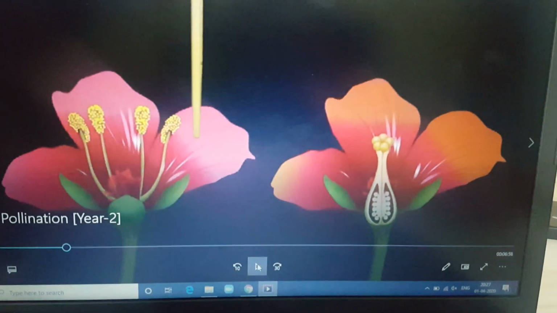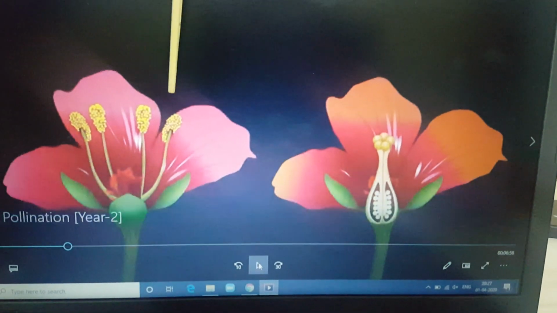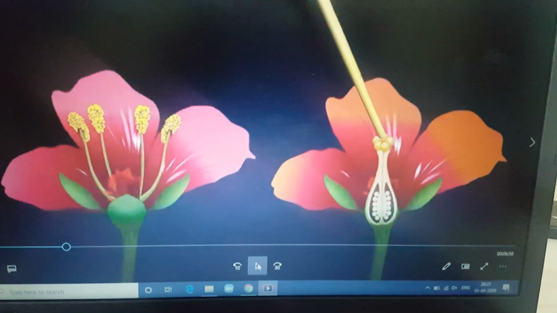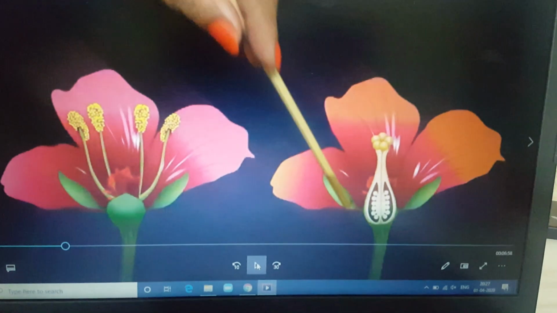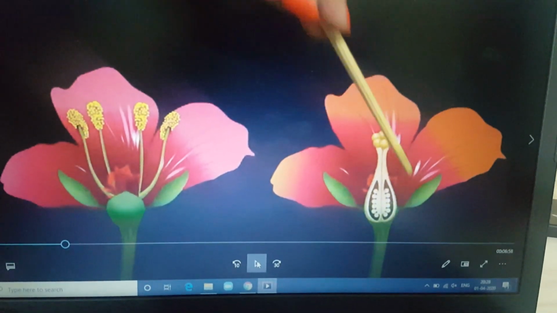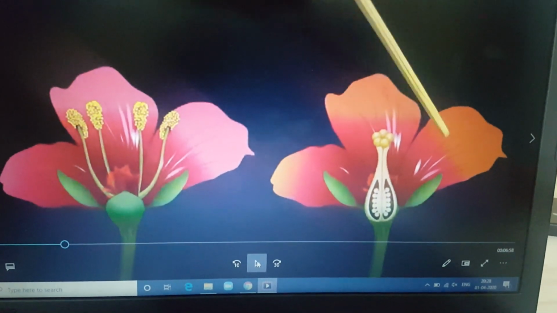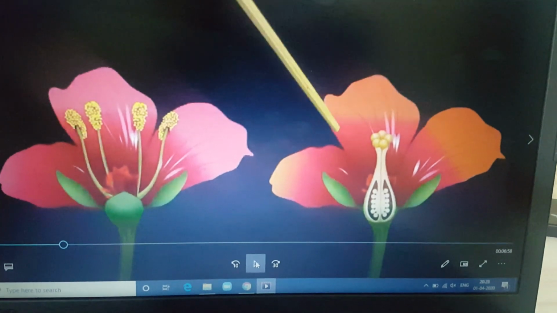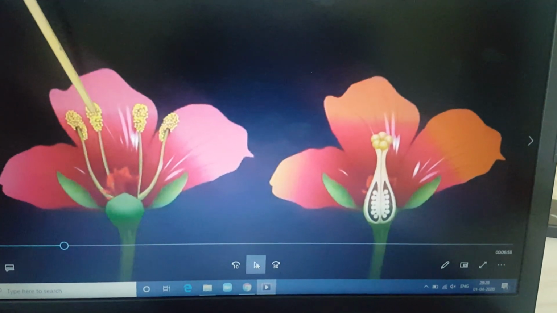Now moving on to this kind of flower, if you look carefully, it has only the female part of the flower, it has only the pistil, whereas the male part of the flower, the stamens, are not there. Now look at another flower.